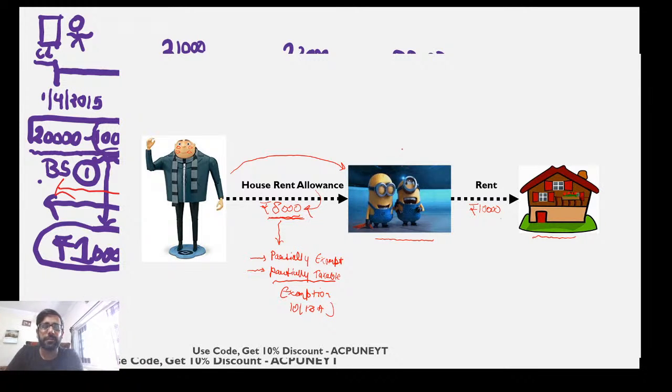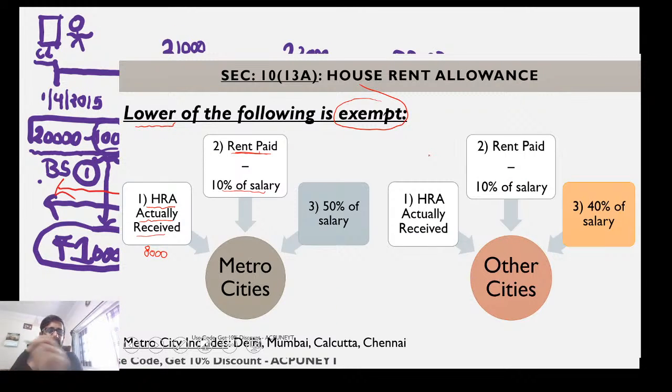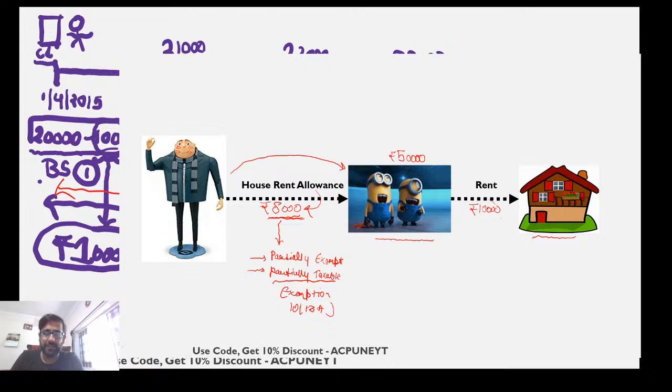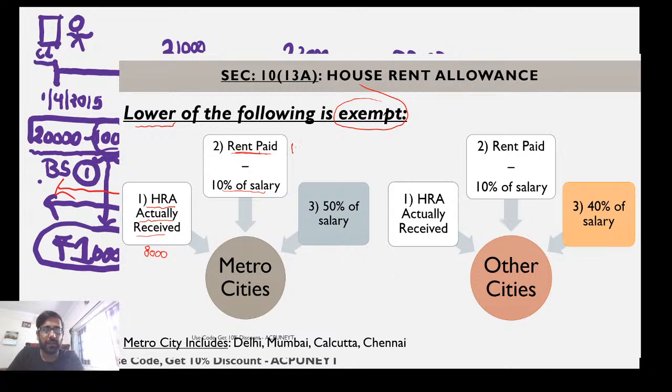And now, as we are assuming, the salary of the minion is 50,000 rupees. Is it clear? Now, what rent are the minions paying? 10,000 rupees rent. And their salary is 50,000. So we have to subtract 10% of salary from rent. 10% of 50,000 is 5,000. So here 5,000 is going to be exempt.